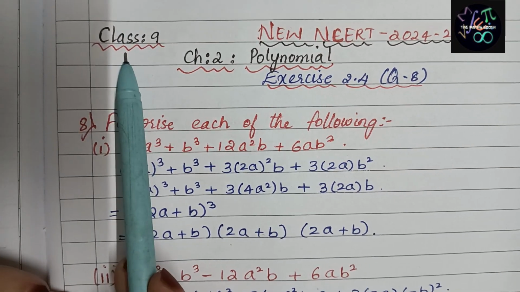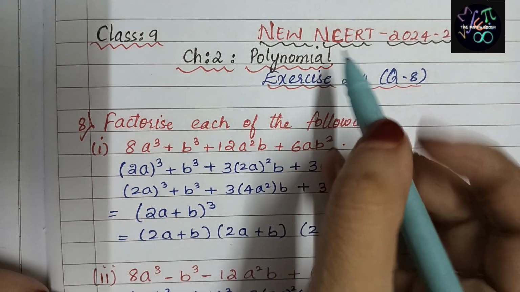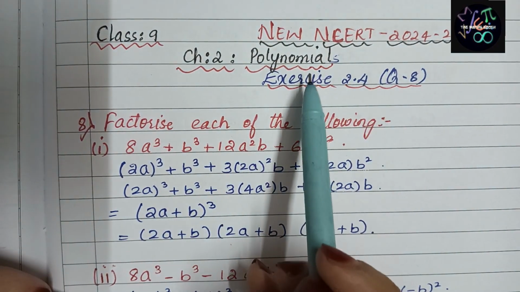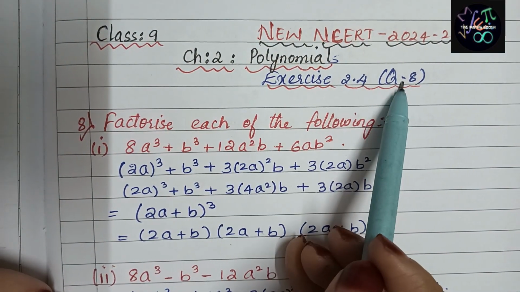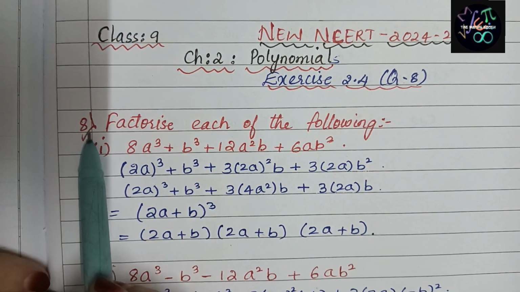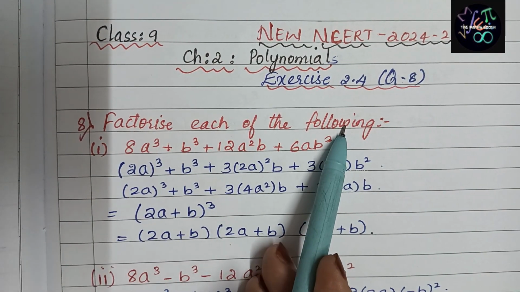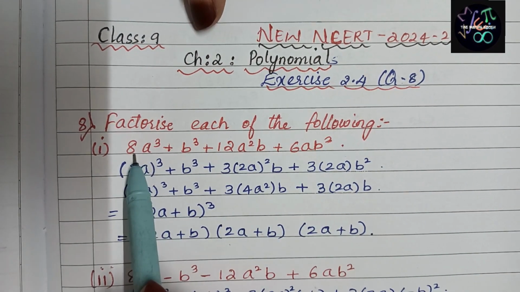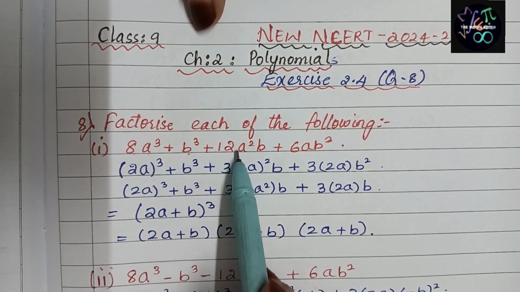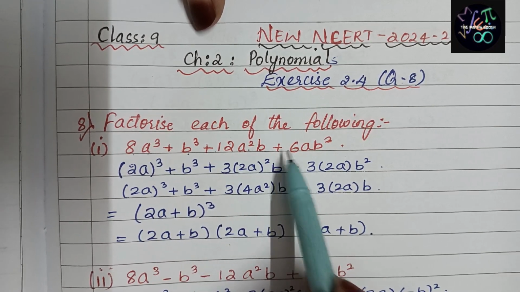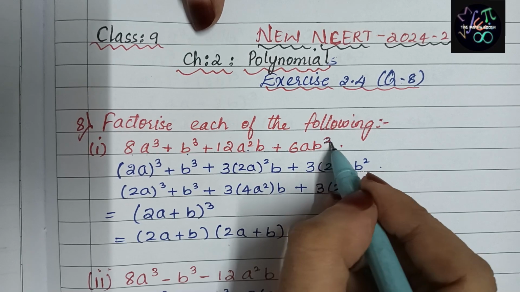Today I am here with class 9th, chapter 2 polynomials from the new NCERT textbook. Exercise 2.4 question 8 we are going to solve now. Here in question 8, factorize each of the following is given. See, I have already solved it here. The question is 8a cube plus b cube plus 12a square b plus 6a b square. So this is the question.